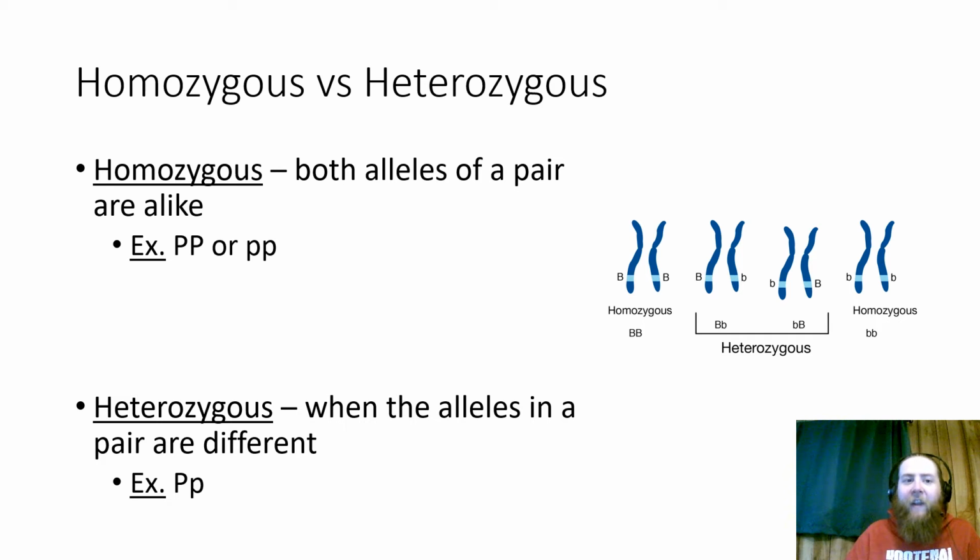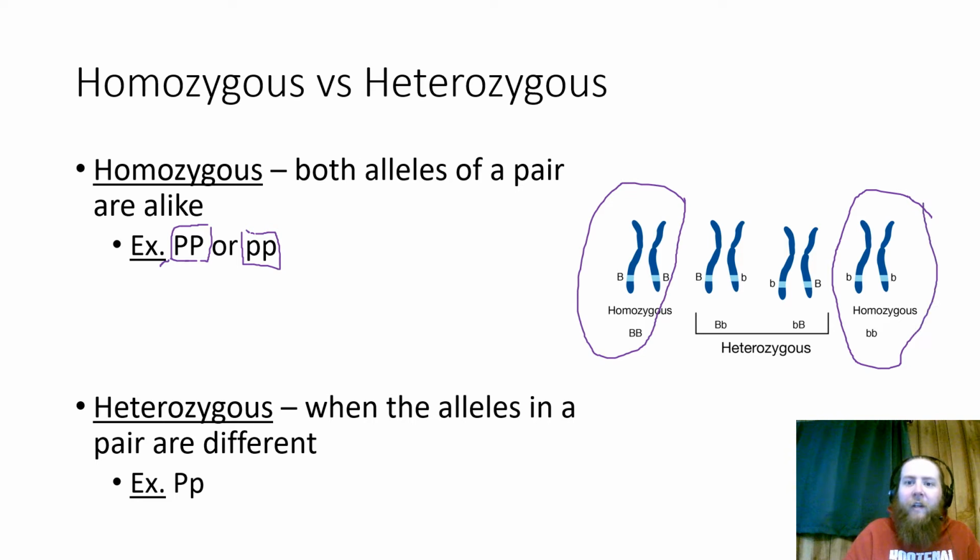Now homozygous versus heterozygous. In homozygous, both alleles of a pair are alike. So an example, the big P, or the little p. But it's both dominant or both recessive. Like this one here, this is homozygous dominant, this one's homozygous recessive. Those are homozygous. Heterozygous is when the alleles in a pair are different. So this big P, little p, that's the heterozygote.